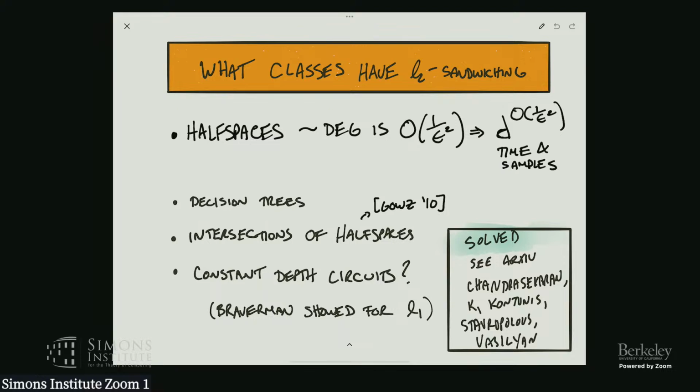This handles decision trees, intersections of half spaces. What about constant depth circuits? Mark Braverman famously showed that they have L1 sandwiching polynomials, not L2. So this argument doesn't work. But in some recent work that's appearing at NeurIPS right now, with Gautam, Chandrasekaran, Vasilis Kantonis, Kostas, and Arsen, we figured out how to get it to work for L1.